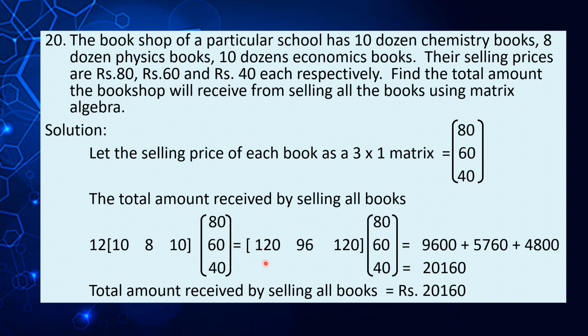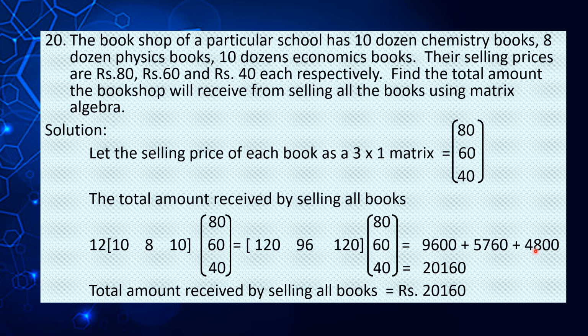So we will get 120, 96, 120 into 80, 60 and 40, which will give us 9,600, 5,760 and 4,800 for each of the categories.